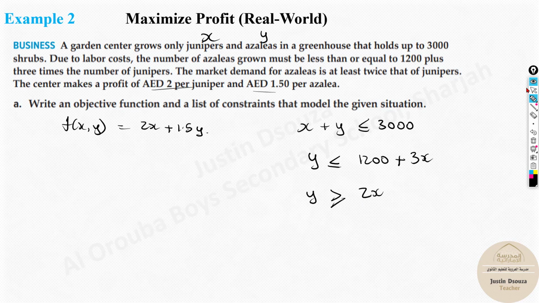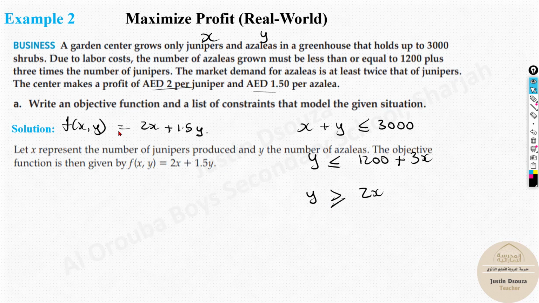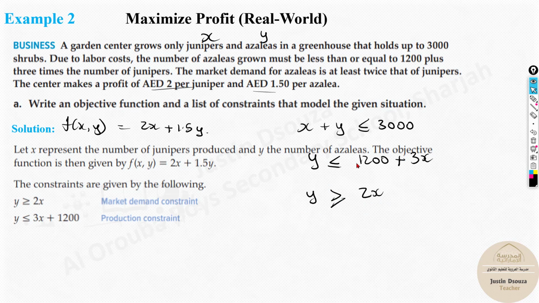So these are the three constraints, and then we know how to graph it out. Here 2x plus 1.5y, and these are the constraints one by one. Y is greater than or equal to 2x. Here I have written it accordingly, but in slope intercept form or standard form, we write it 3x plus 1200. It's the same thing. This and this are the same equation. I've just rearranged the right side.